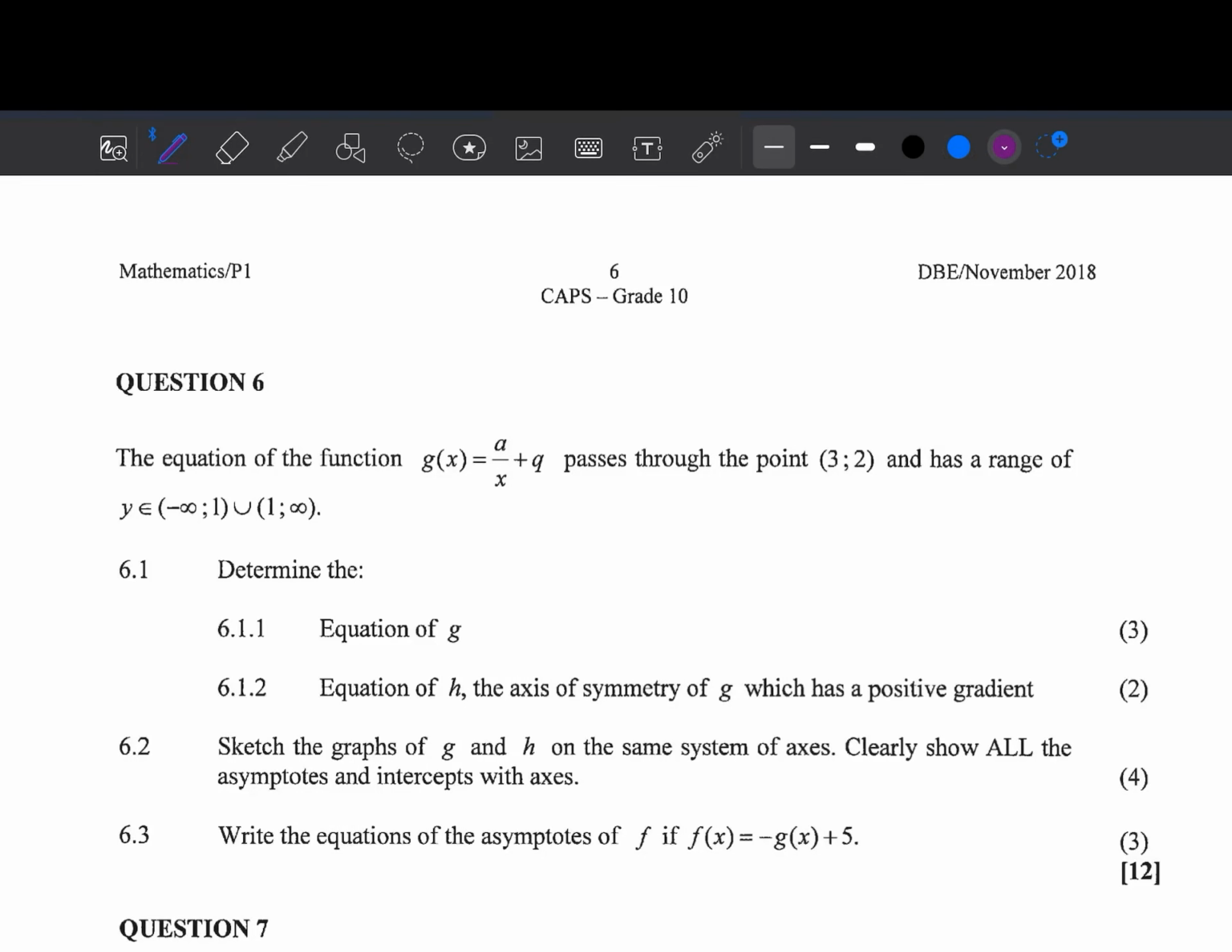So in this video, we're doing question 6, and we are answering a question about the hyperbola. Check out the previous video, where we've done a lot of questions, 1 to 5. In this video, doing question 6. This is grade 10, November 2018 revision paper. I'm going to give you a note on hyperbola functions and then help you answer this question.